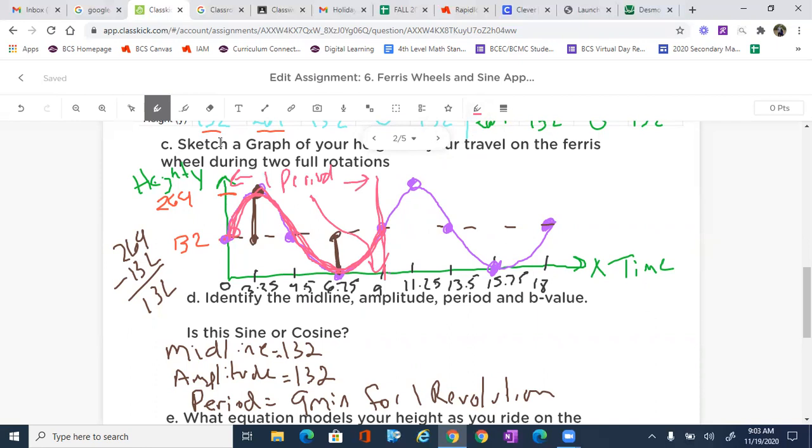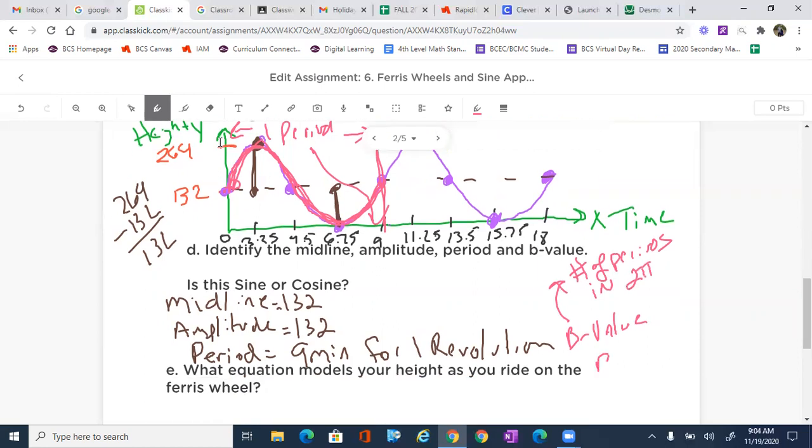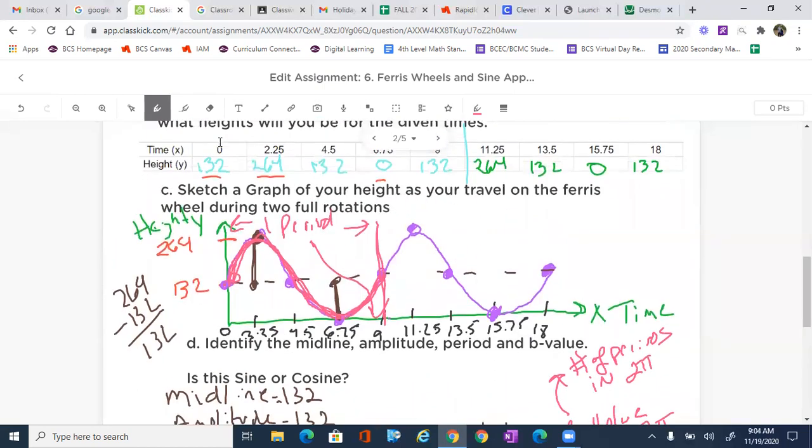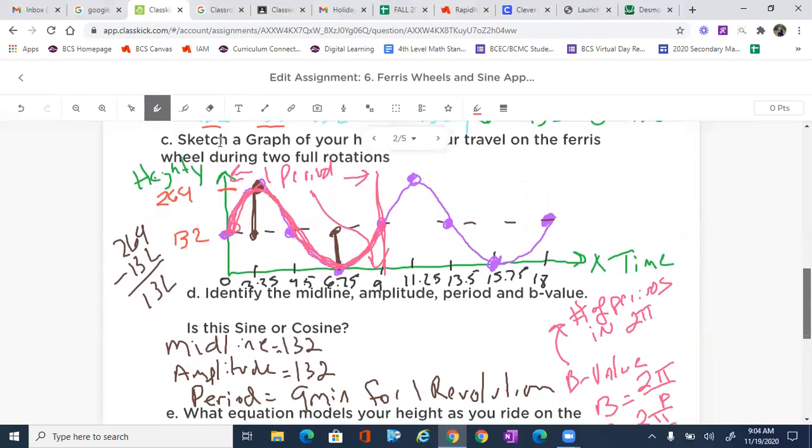Now what we have to do is look for the B value. Now, the B value is a little bit different. Remember that the B value is the number of periods in 2 pi. Well, how do we figure that out? Well, it's nice and easy. B just equals the number of periods in 2 pi. So we take 2 pi and we divide it by the period, which in this case, the B value would be simple, 2 pi over 9.